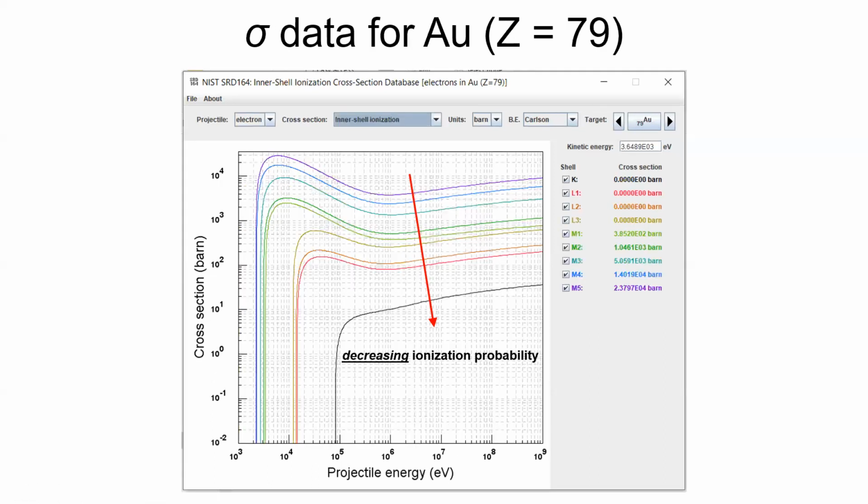If we look at a higher Z element, gold now, I have more subshells because I have a higher Z element. But the same idea holds here. As I go from L out to M, my cross-section gets bigger, so it's easier to ionize. Again, as I'm going from top to bottom, my ionization probability is decreasing.